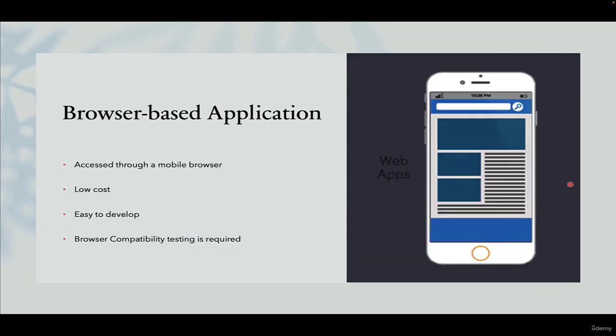On the other hand, we have browser-based applications. This is the opposite of native applications. So browser-based applications are accessed through a mobile browser. You open this application from the browser. It has a low cost. Why? Because it is easy to develop. In some cases, you don't need to do any effort in order to get a browser-based application. You just open the responsive version of the website and it opens on your mobile. The developer provides some adjustments to the UI, and then you have an application within 1 day or 2 days.